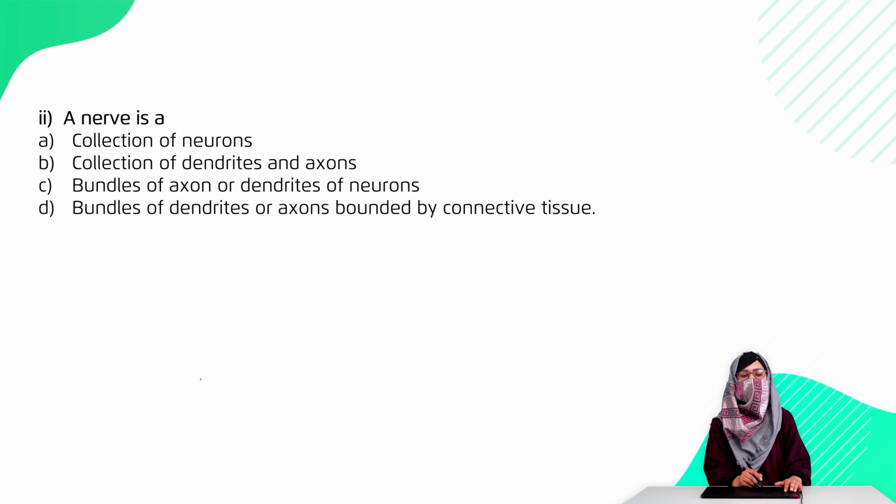Second, a nerve is a collection of neuron, collection of dendrites and axons, bundle of axons or dendrites of neuron, bundles of dendrites or axons bounded by connective tissue. The right option is option D, bundles of dendrites and axons bounded by the connective tissues.